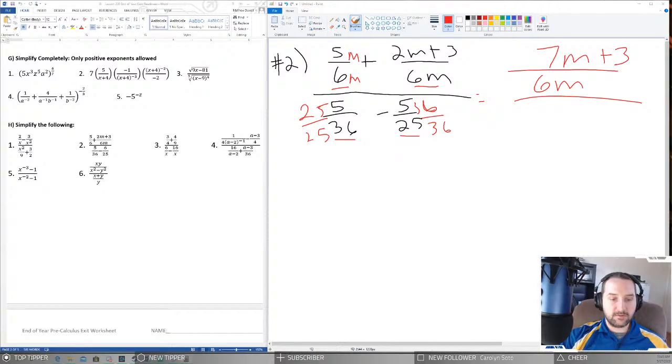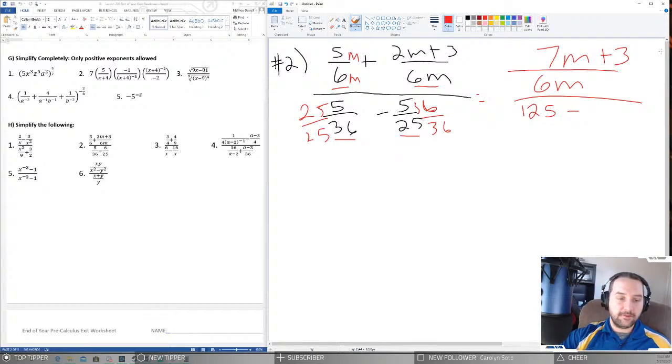So 5 times 25, that one's easy. So we're going to get 125 minus then 36 times 5. So that's going to be 180 over now 25 times 36. So that's going to be 900. Now 125 minus 180, that's going to be negative 55.